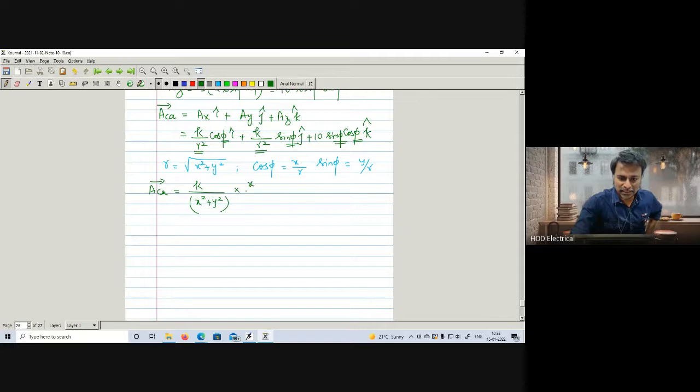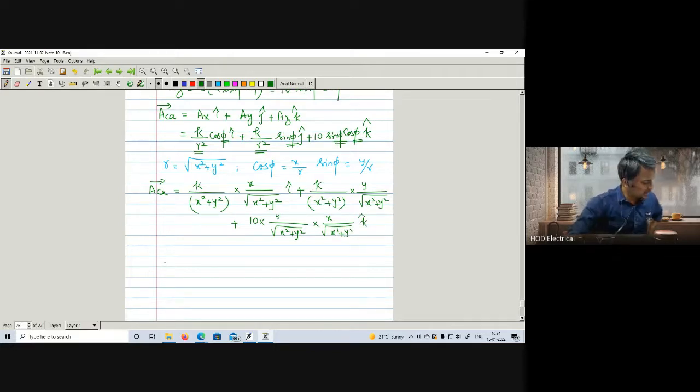Therefore, I can write x by r, which is nothing but x by the root of x square plus y square, into i gap, plus k into r square, again x square plus y square, into sin phi, which is y by the square root of x square plus y square, since sin phi is y by r, plus 10 into sin phi, y by the square root of x square plus y square, into x by the square root of x square plus y square, into k.